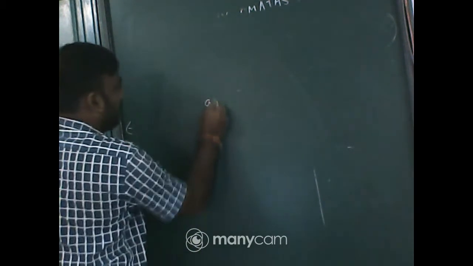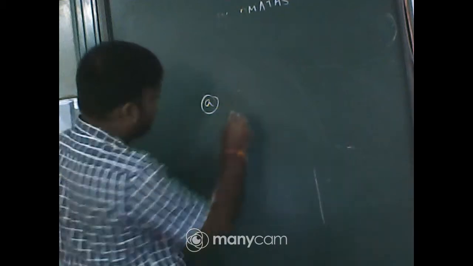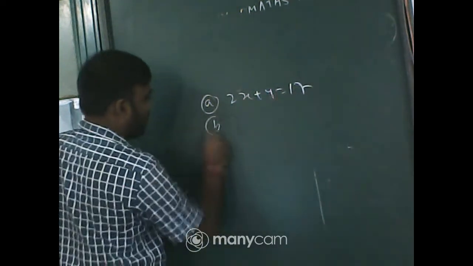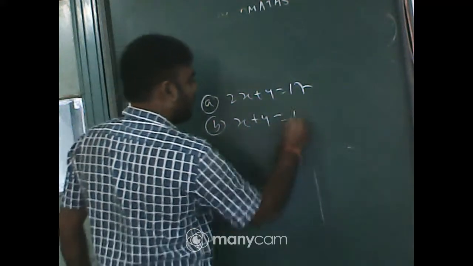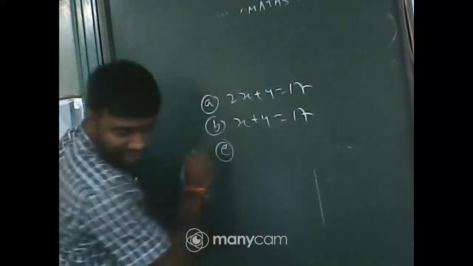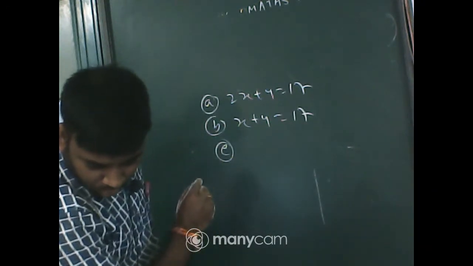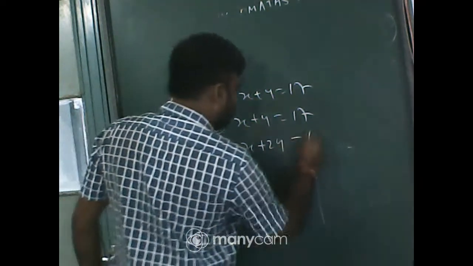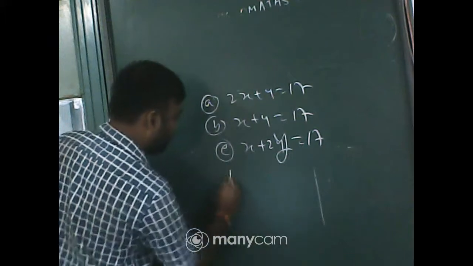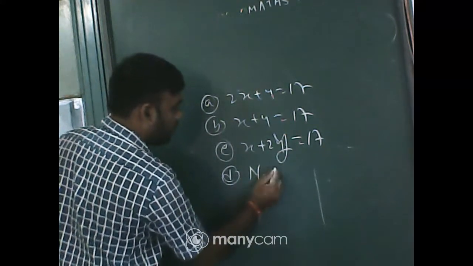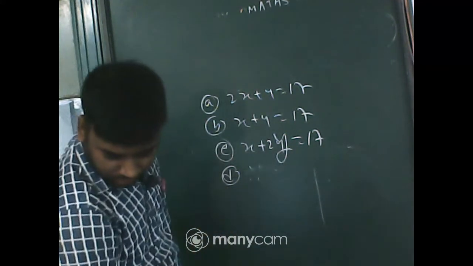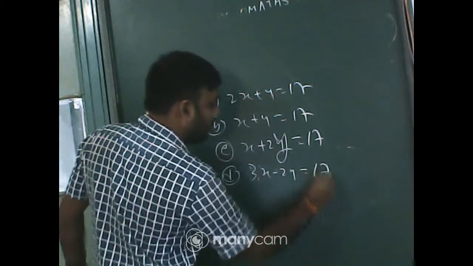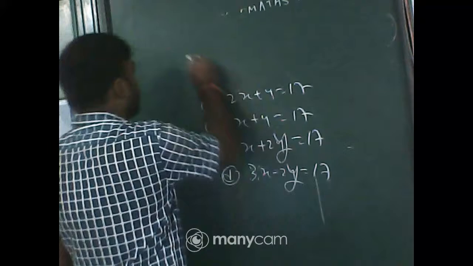Option A, 2x plus y equal to 17. Option B, x plus y equal to 17. Option C, x plus 2y equal to 17. Option D, 3x minus 2y equal to 17.